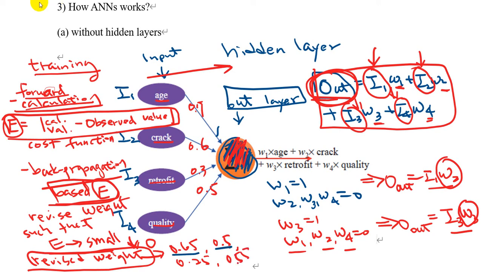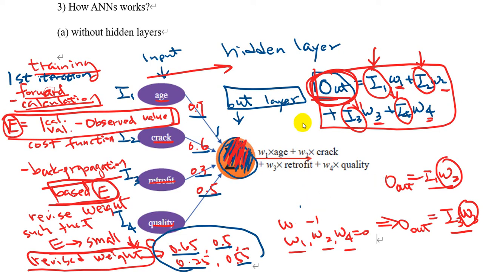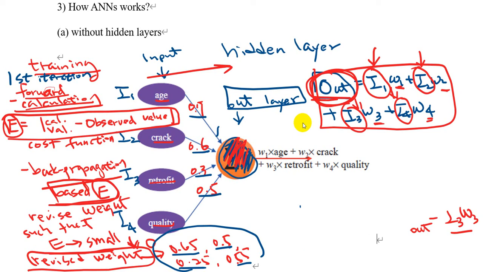These are the revised weights from the originally randomly assigned weights, and then you go and do the reverse. This is the first iteration. Then you calculate and repeat the same calculation for the second iteration.